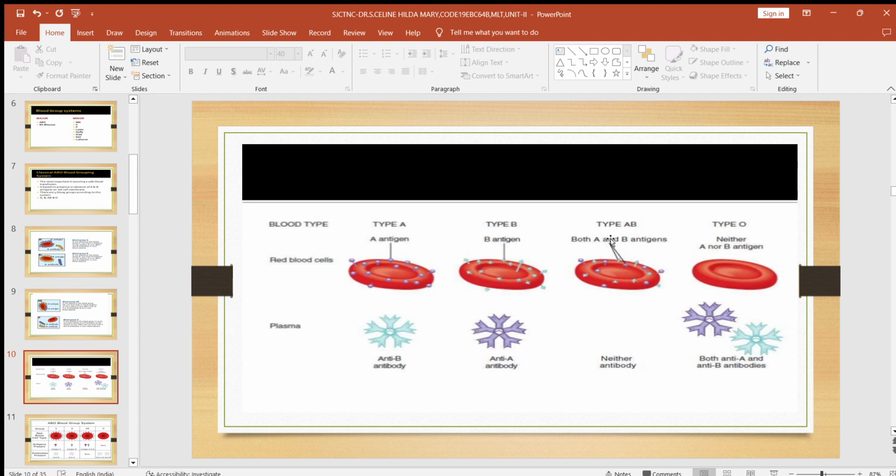At the same time, the AB blood group is known as the universal acceptor because there is no antibody present in the plasma, so they can accept blood from all the blood groups, like AB as well as O blood group. So they are known as the universal acceptors, but they cannot donate blood to anybody because of the presence of both the antigen A as well as B on the surface. So they can donate blood only to AB blood group persons.